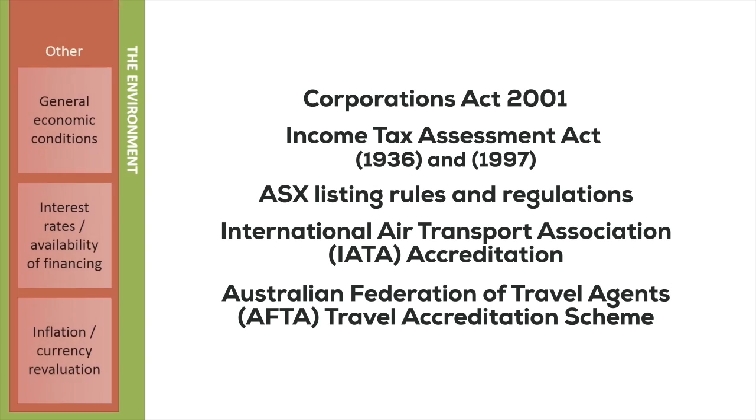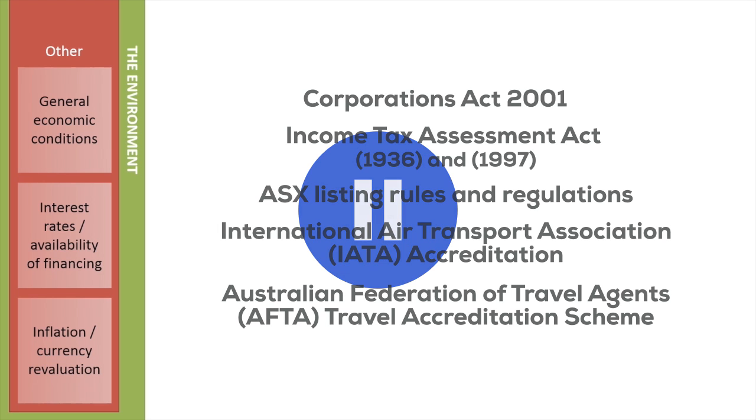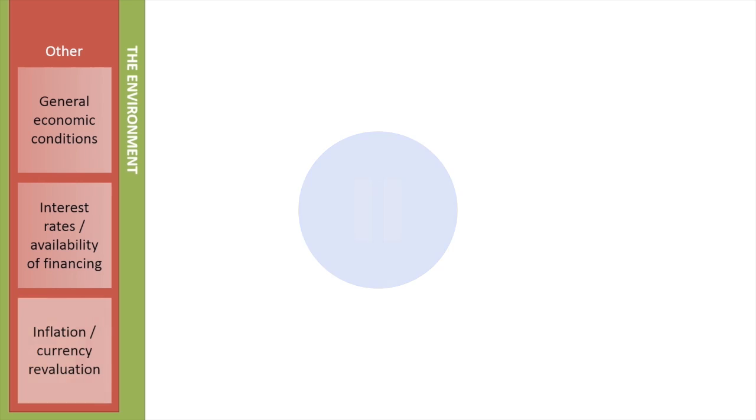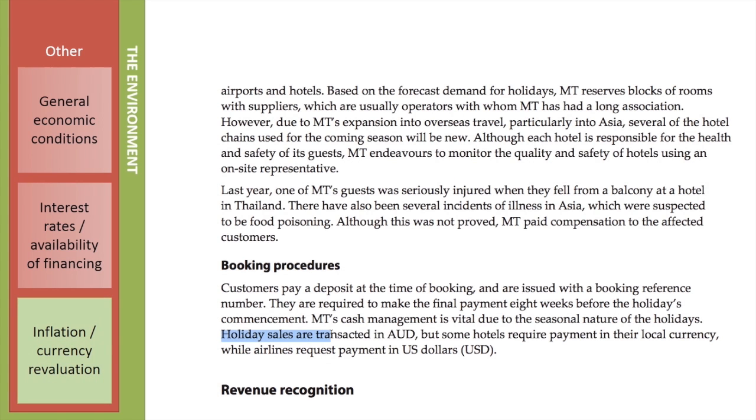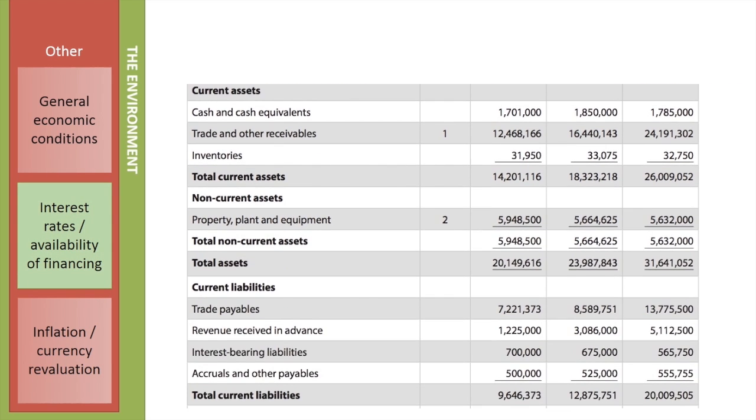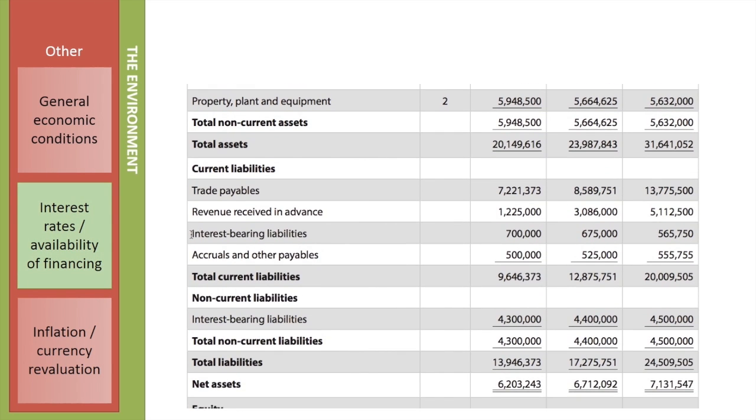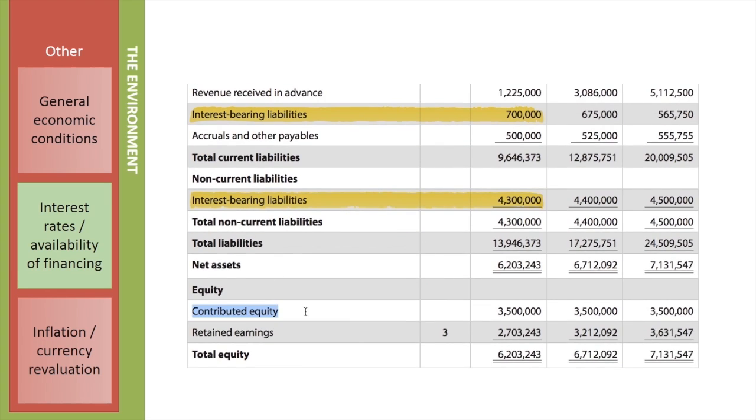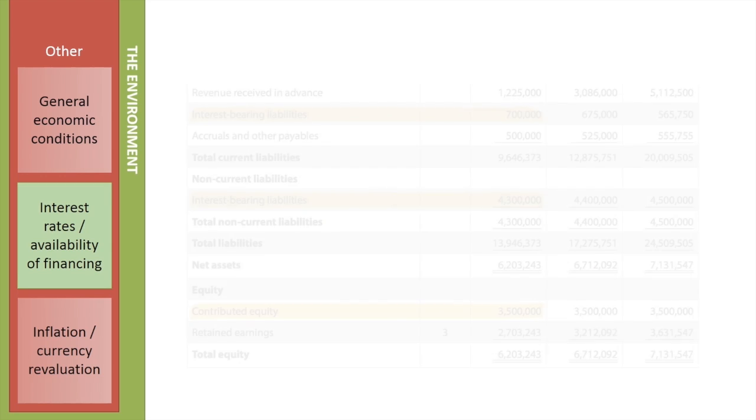Can you think of any other environmental factors that might affect Monty Travel? Take a moment to pause, then hit play to continue. One factor is exchange rate fluctuations, since Monty Travel is exposed to a number of different foreign currencies. Another factor is movement in interest rates, since Monty Travel has an interest-bearing loan with the bank. Monty Travel already has $5 million of debt, so this could affect its ability to borrow more money in the future. But since it is listed, Monty Travel might be able to raise some money from shareholders more easily.